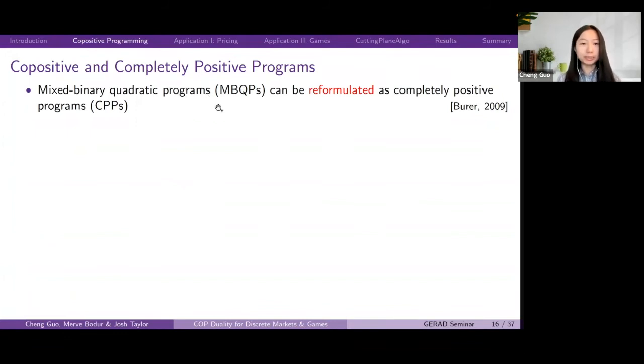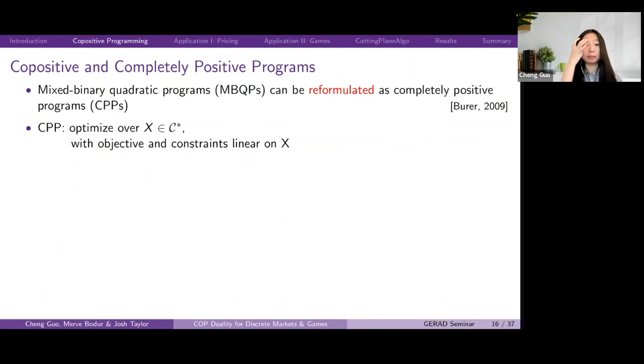Our work relies on this very important result by Sam Burer in his 2009 paper, which says that any mixed binary quadratic program, MBQP, can be reformulated as a completely positive program. So a mixed binary quadratic program is basically a generalization of mixed integer program, and you could have quadratic terms in the objective. So any such problem can be reformulated as a completely positive program.